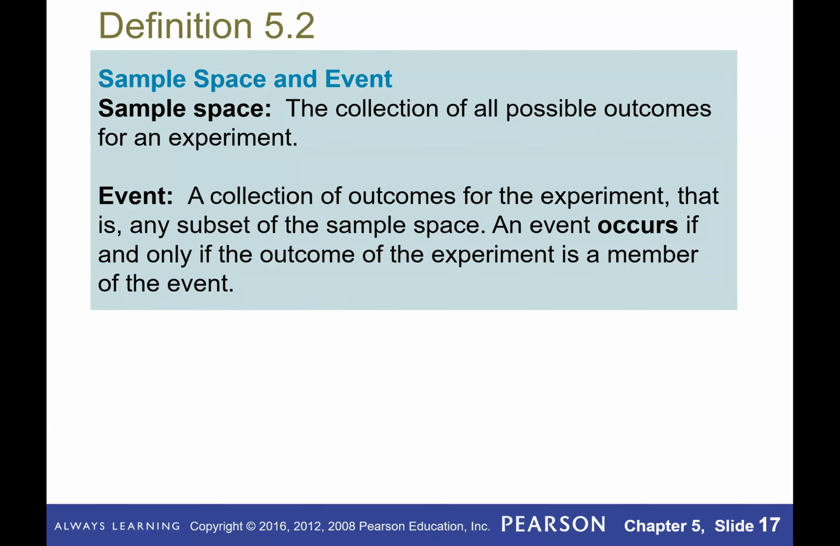Sample space is the collection of all possible outcomes for an experiment. And an event is the collection of outcomes from the experiment that is a subset of the sample space. So what is the collection of all possible outcomes for an experiment? Let's consider an experiment: flipping a coin.